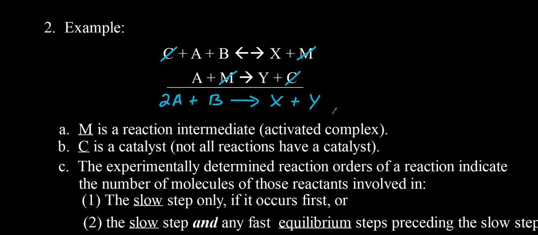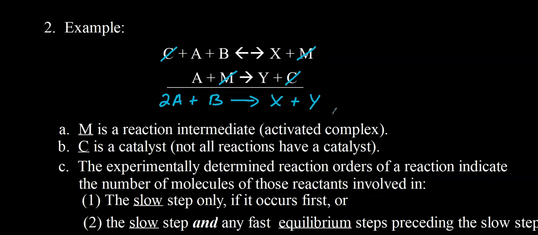M is a reaction intermediate or activated complex. It is a product first and a reactant later. That's how we identify an intermediate. Always has to be in that order. It's produced in an early step and it's consumed in a later step, therefore never appears in the overall equation.